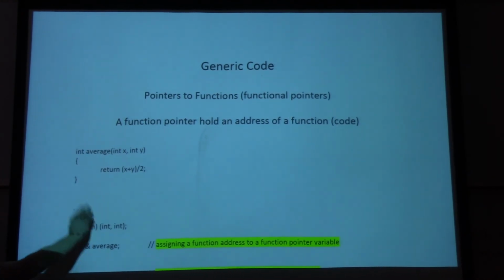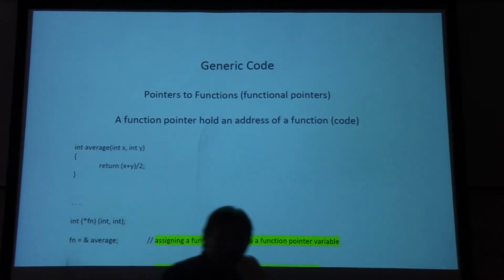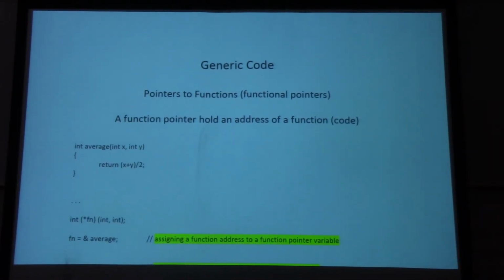Correct? So that means that star fn is a declaration of a function that takes two ints and returns an int. Star fn is a declaration of a function that takes two ints and returns an int. That means fn has to be dereferenced in order to be a function prototype. That means that fn must be a pointer to a function that takes two ints and returns an int. So we have the notion of a functional pointer. A functional pointer. What's a functional pointer?